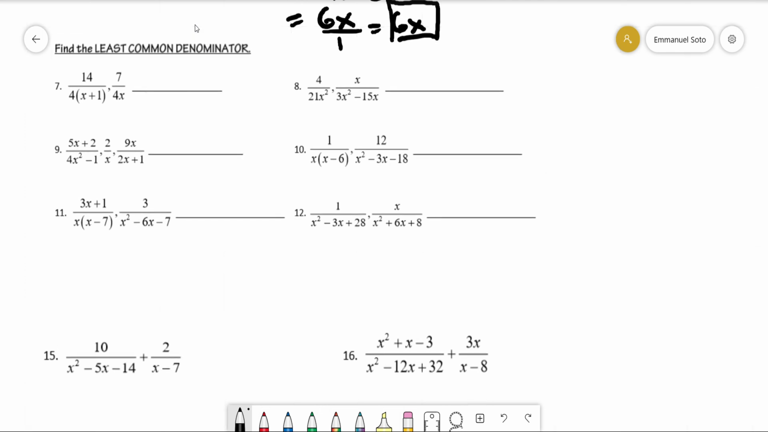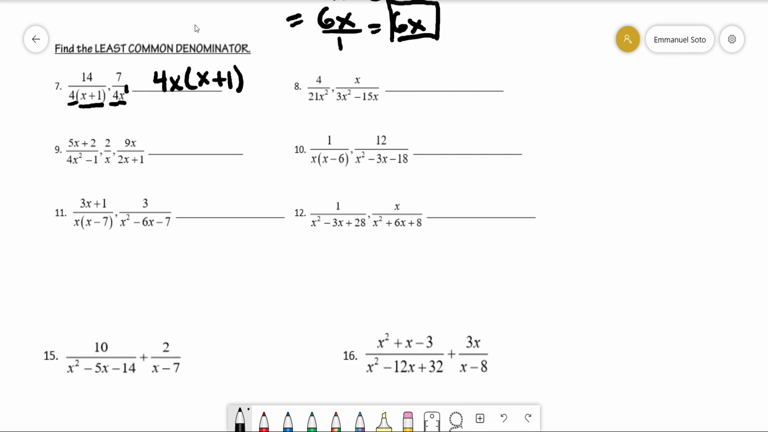Find the least common denominator. So all we got to do is find the least common denominator. So we got a 4, so we're going to pick that as our least common denominator. We got an x on the right side, and we have no x's on the left side. When I mean no x's, I mean we don't have an individual x by itself on the left side. But we do have 1 on the right side, so that leaves us with an x. We have an x plus 1 on the left side, but we have no x plus 1s on the right side, so we're going to pick x plus 1. Remember, for the least common denominator, you pick the biggest out of each individual factor.